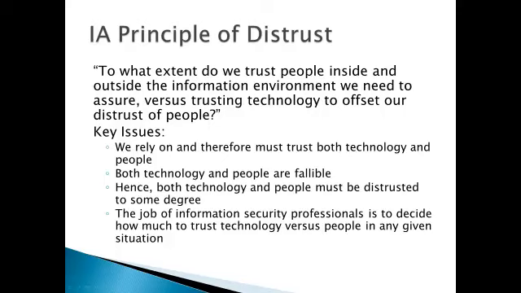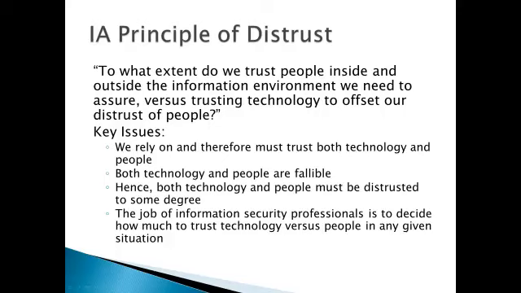But both technology and people are fallible. Software doesn't always work the way that we want it to work. Machines break. People make mistakes. People are malicious. Therefore, both technology and people must be distrusted to some degree. We never have implicit trust for anything.